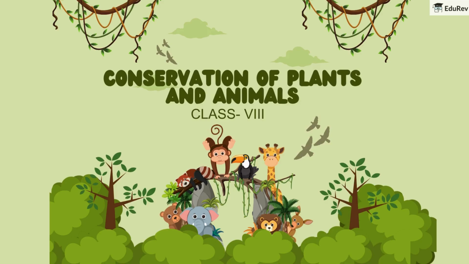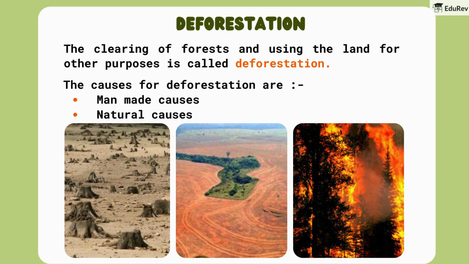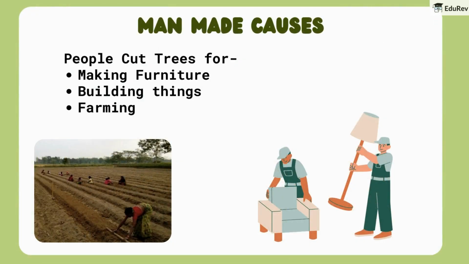Today, we are going to learn about how important it is to take care of our planet's plants and animals. Let's dive in and learn about it. The clearing of forests and using the land for other purposes is called deforestation. The causes for deforestation are man-made causes and natural causes. Let's study about them in detail.